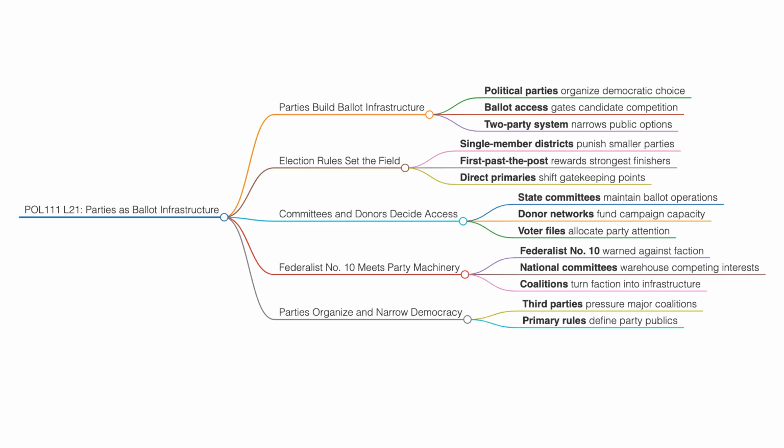Later reforms replaced smoke-filled rooms with direct primaries in many states, but that change did not remove party control. It shifted the gatekeeping point from convention floor managers to primary law design, petition rules, filing fees, and turnout capacity.